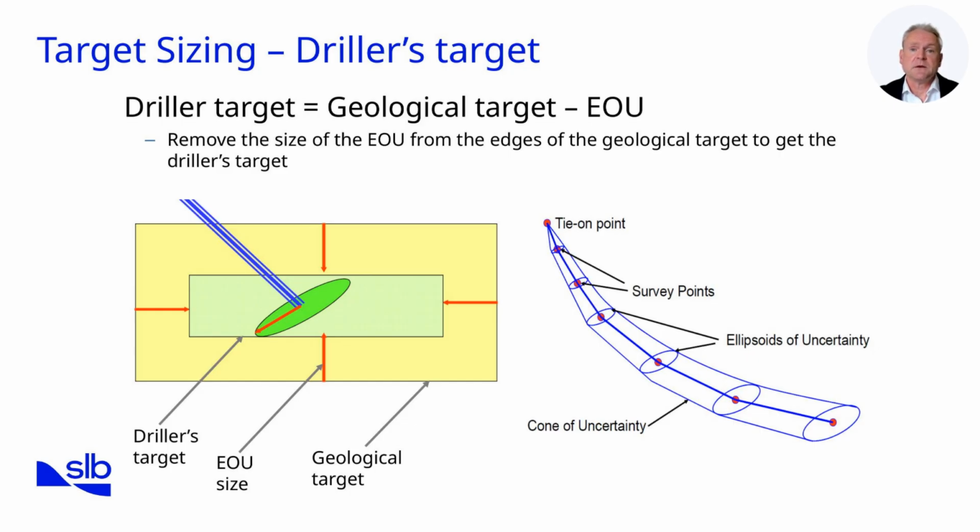What remains is the driller's target, the zone within which we can place the well with high confidence, accounting for positional error. On the left, you can see this demonstrated graphically, with the green ellipse representing uncertainty carved out of the geological rectangle. On the right, multiple survey points with their EOUs create a cone of uncertainty along the well bore. This highlights why accurate surveys matter. The larger the uncertainty, the smaller the driller's effective target, and the harder it is to land successfully. By planning for survey uncertainty and setting realistic drillers' targets, we reduce the risk of missing the reservoir. It serves as a reminder that geology defines the where, but drilling must operate within tighter limits.